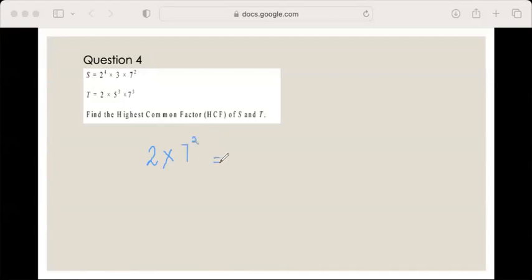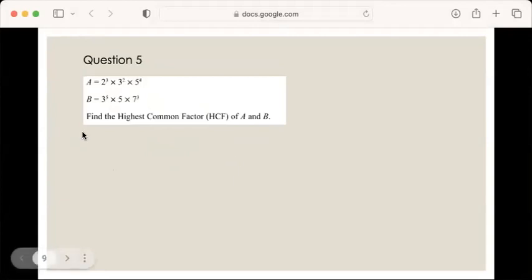So what is the highest common factor of these two? 7 squared is 49, times 2, which is 98. So the highest common factor of S and T is 98. Right. So that's pretty easy because we have been given the factors already. Factorizing has been done for us. So if you get such questions, this is all you have to do.